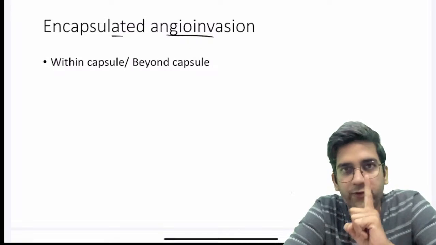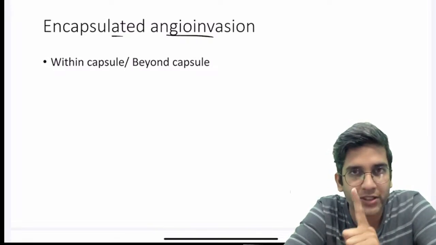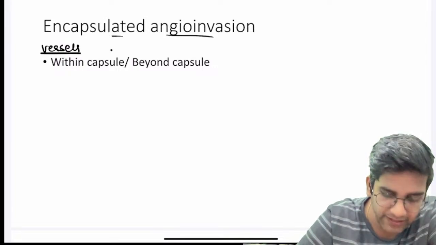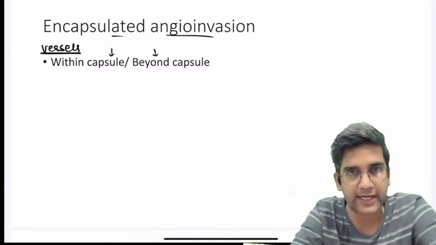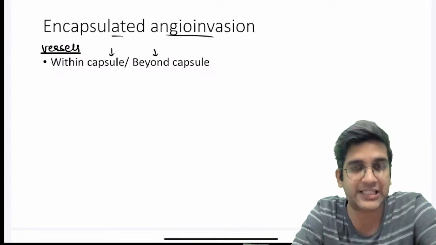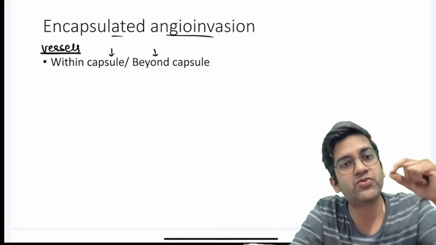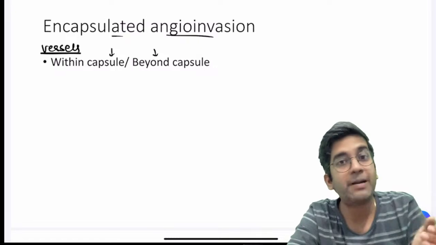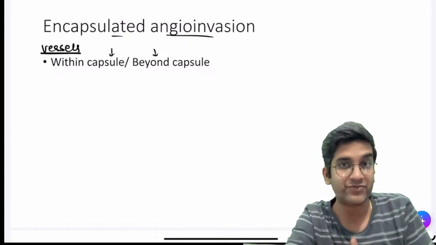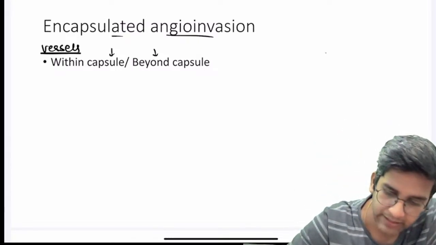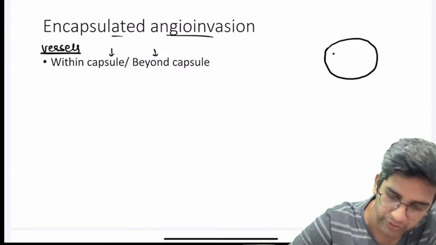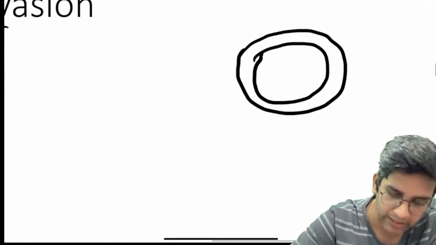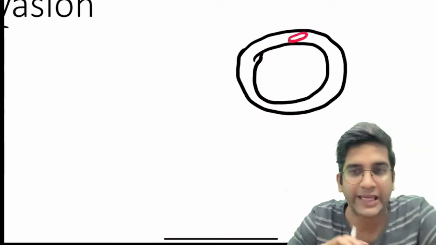The first and foremost rule of angioinvasion: the vessels I'm going to look for should be either within the capsule or beyond the capsule. Within also is accepted. Don't always search for vessels outside the capsule. It should be within or outside. It's okay with me. But it should not be inside the tumor. That's very, very important. What I mean is, let's say this is our capsule here. I'll zoom this a little bit.